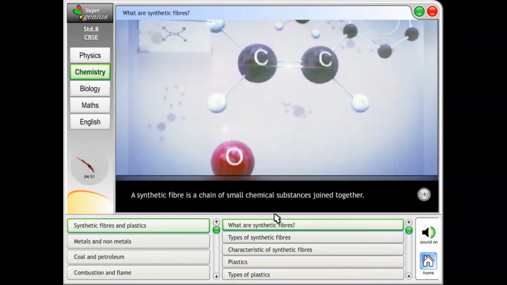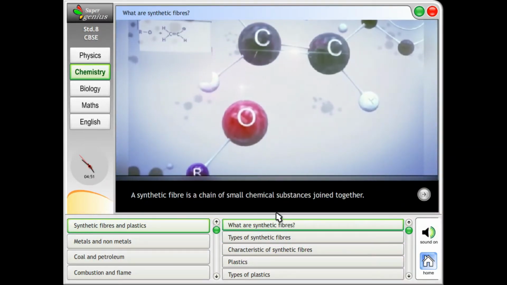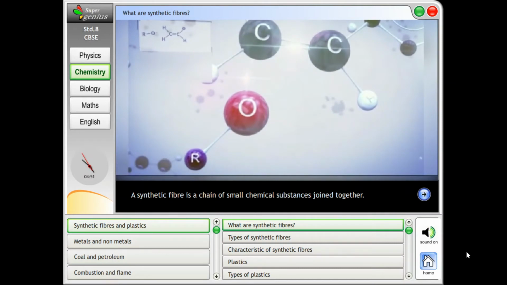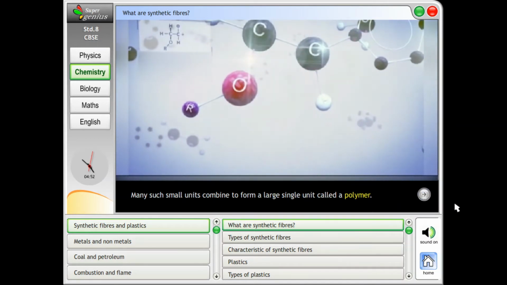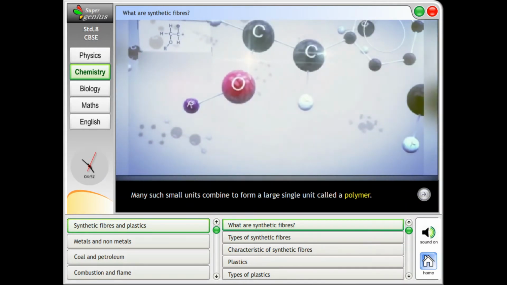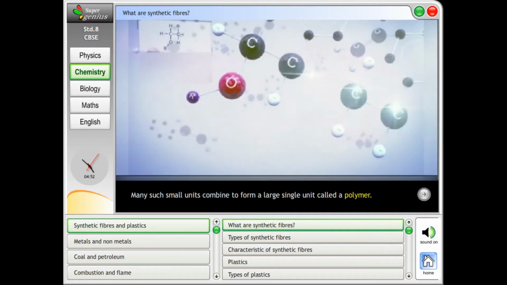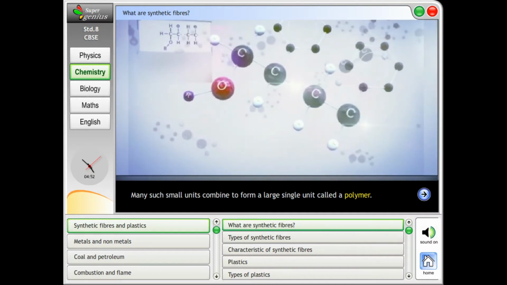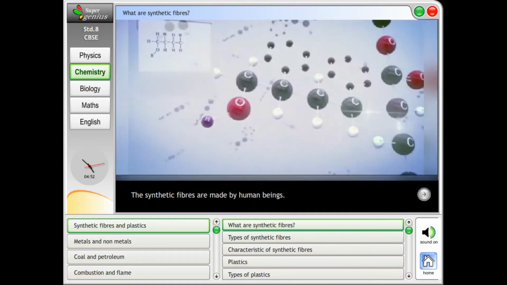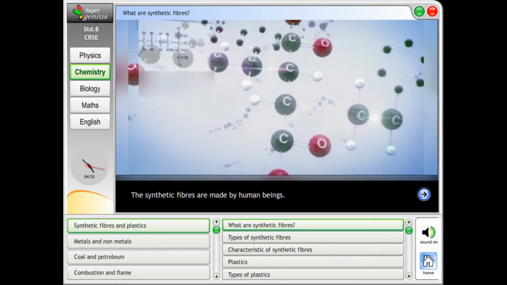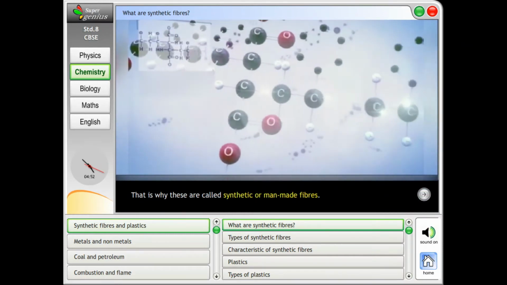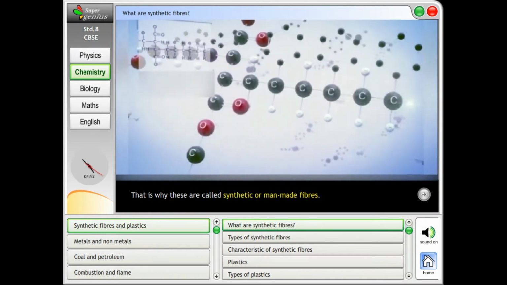What are synthetic fibers? A synthetic fiber is a chain of small chemical substances joined together. Many such small units combine to form a large single unit called a polymer. The synthetic fibers are made by human beings. That is why these are called synthetic or man-made fibers.